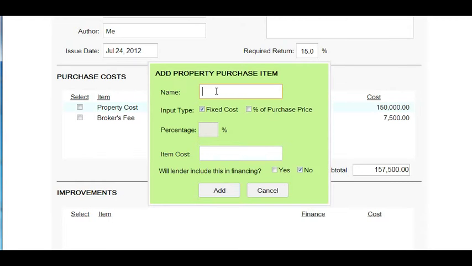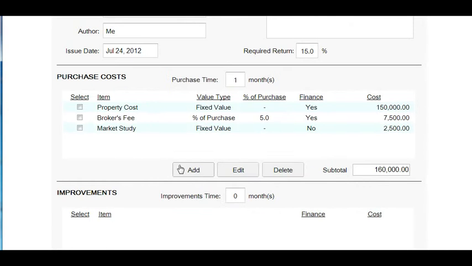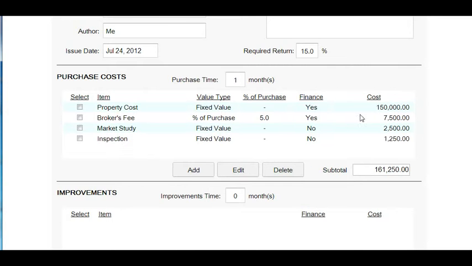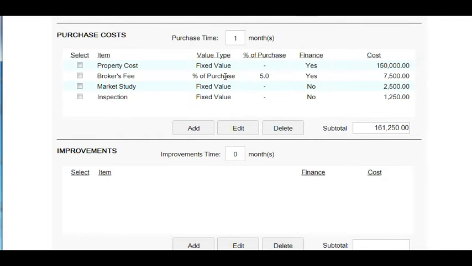Then we can add other things too. So say market study. Maybe we did a small market study. It cost us 100, and home inspection. So there we go. We can add all these up, and these are the purchase costs.